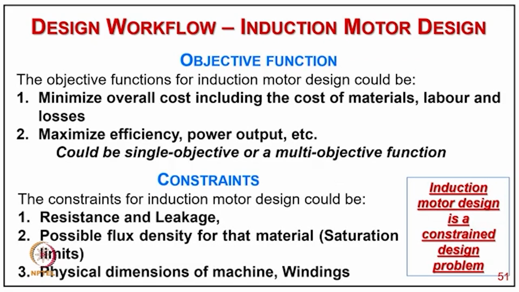Now coming to the objective, if we want to optimize the design, some of the objectives in induction motor design could be to minimize the overall cost, including the cost of material, labor cost, and losses. Another objective may be maximizing efficiency, power output, etc. for a given frame, and it could be a single objective or multi-objective, a combination of many objectives with proper weighting factors. Now coming to constraints, there are constraints for induction motor design, which can be resistance or leakage reactance, possible flux density for that particular metal because of the saturation limit, and physical dimensions of the machine and winding because of the frame size. The induction motor design is a constrained design problem.